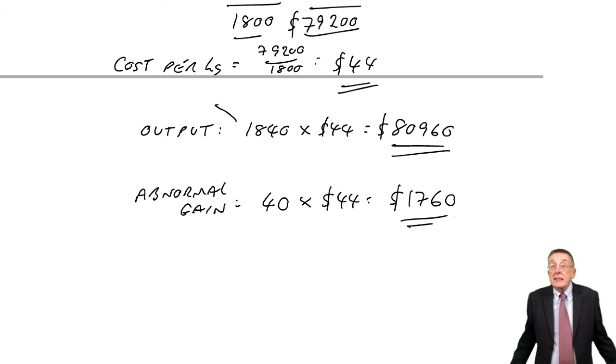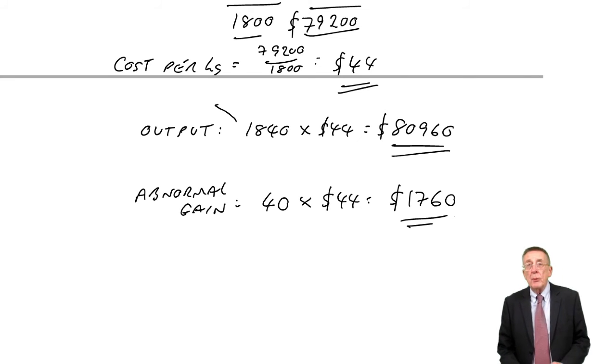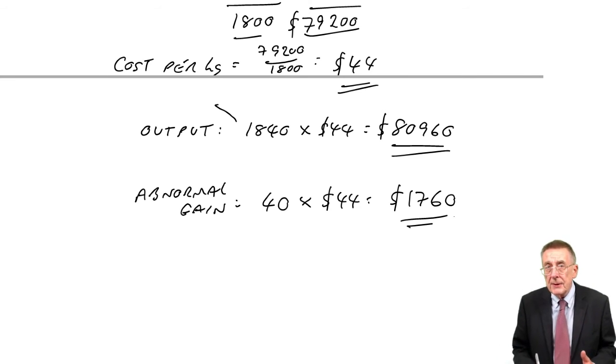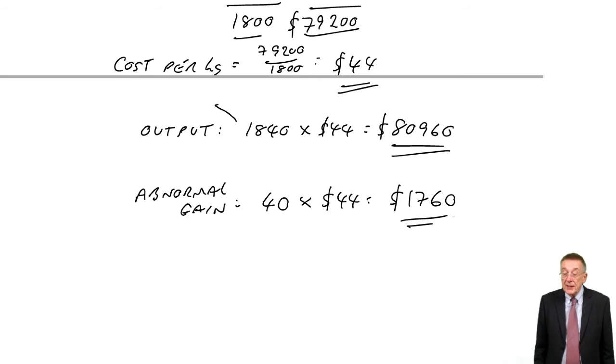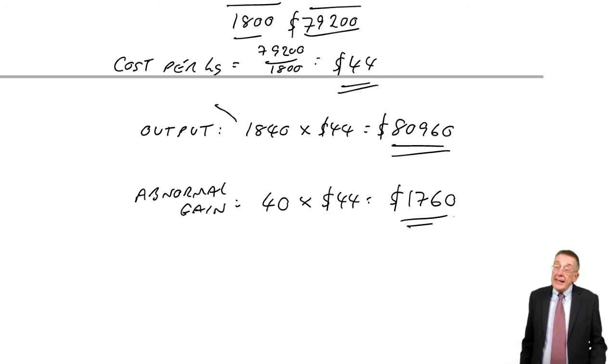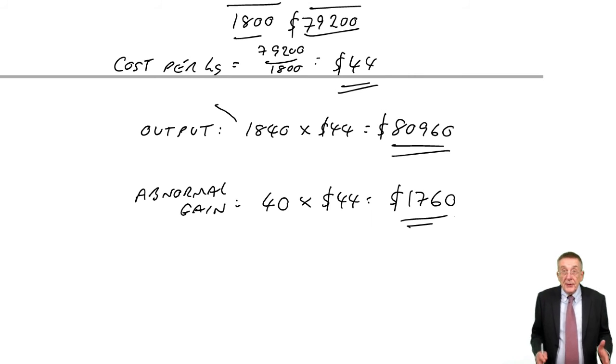So I said before, it's exactly normal rules. Your costing's always based on what you expect to happen. The normal loss, the output's valued at full cost per unit, and any unexpected or abnormal loss or gain, again valued at full cost per unit.